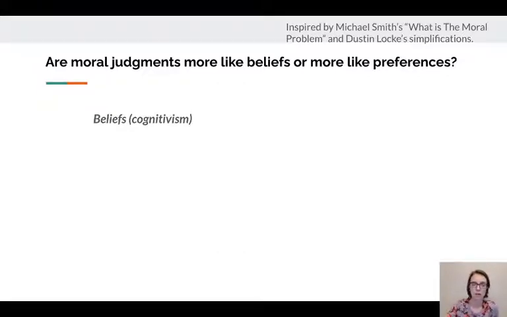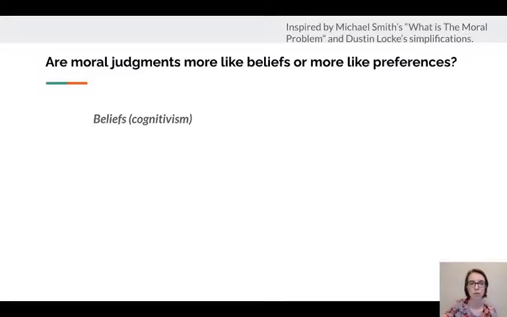All right, so this page here in the slide that follows is inspired by a work by Dustin Locke, which simplifies a very complicated paper by Michael Smith that's been very influential in metaethics. So in this paper, Smith asks this basic question, whether moral judgments are more like beliefs or more like preferences, and he distinguishes between a variety of different views one might have on this, which divide into two main categories.